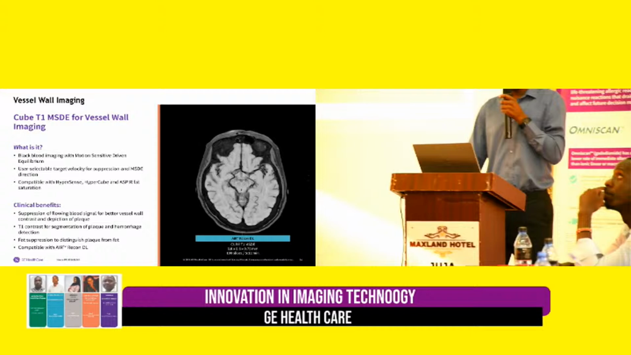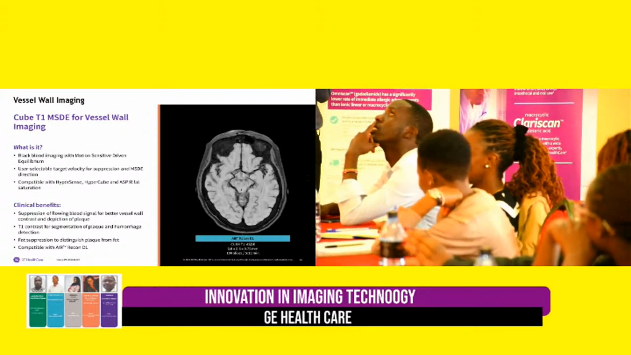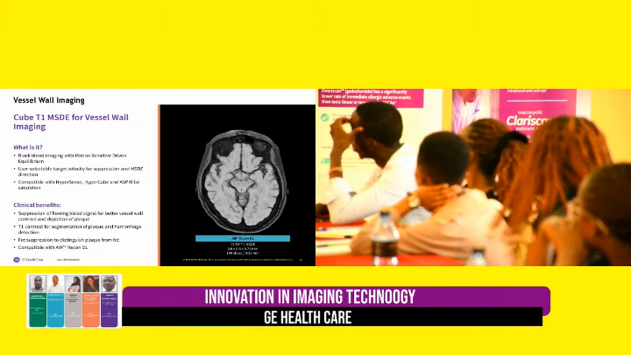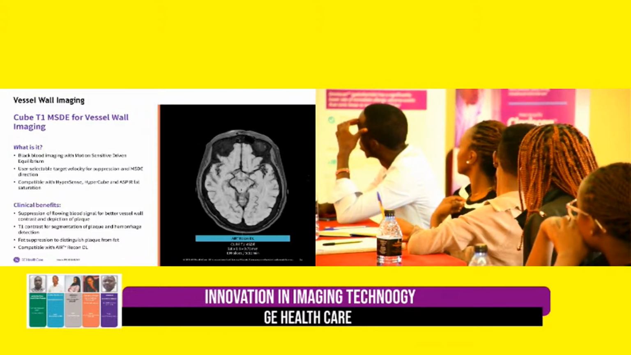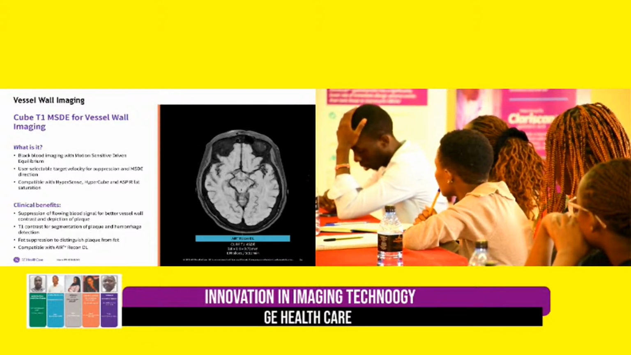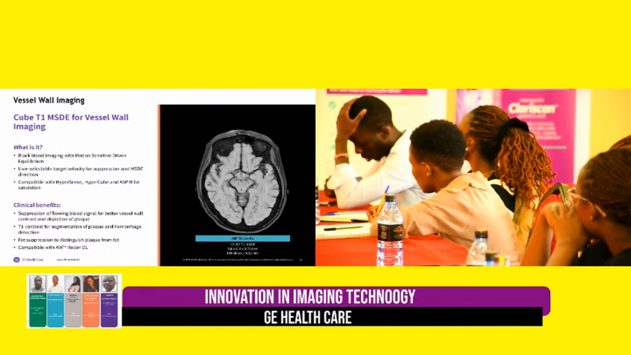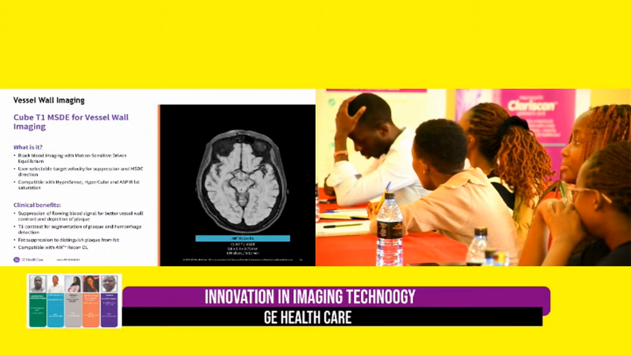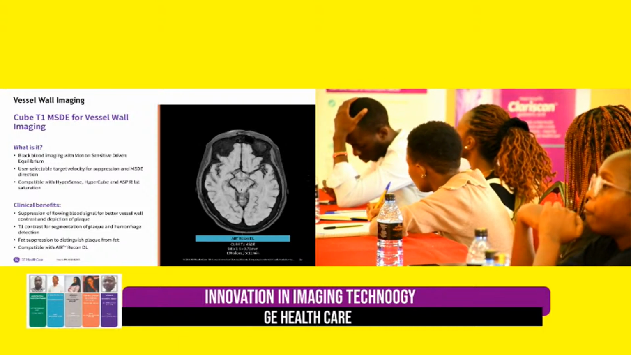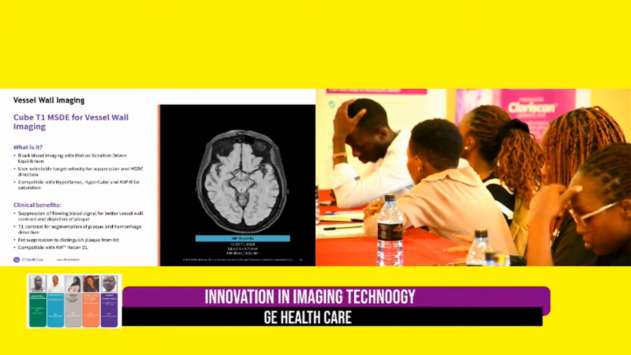So we have this sequence, which is a motion sensitized driven equilibrium, which is used to produce black blood imaging. So in black blood imaging, the blood in the vessels is black. When that is also motion sensitized, that means that we can see the walls of the vessels very clearly. And this will really help us in assessing for plaques in the vessels. And it can help us also to distinguish fat containing plaques from other types of plaques.